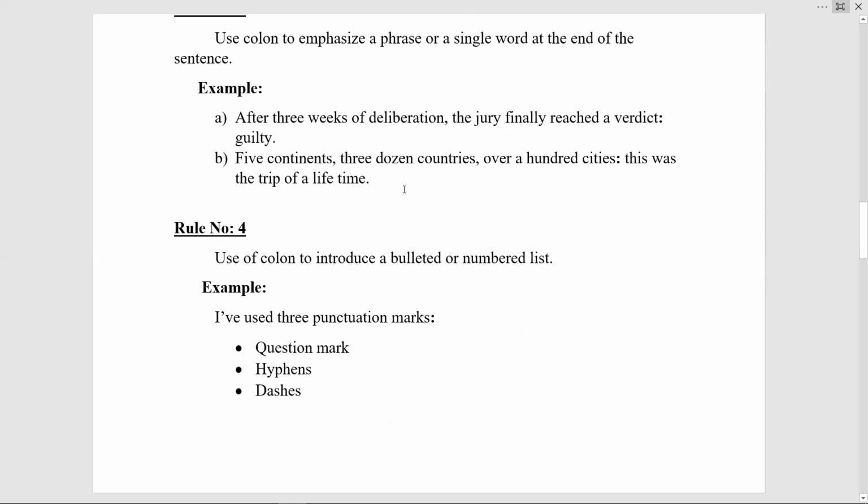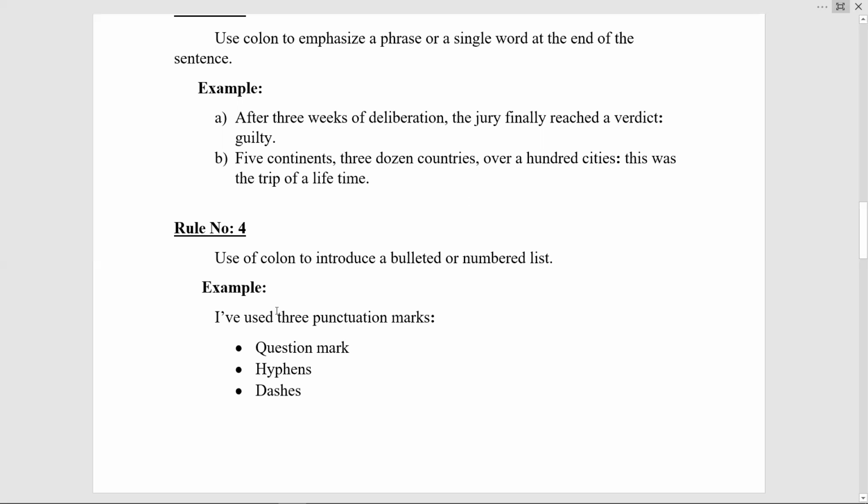Here is the third rule: use a colon to emphasize a phrase or a single word at the end of the sentence. For example, after 3 weeks of deliberation, the jury finally reached a verdict: guilty. Guilty is the word the writer wants to emphasize, so before it he has used a colon. Another example: 5 continents, 3 dozen countries, over 100 cities: this was the trip of a lifetime. This is the phrase the writer wants to emphasize, which is why he has used a colon before it.